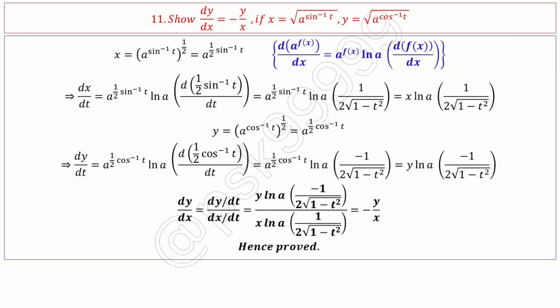Okay, so finally this is what you will get. dx by dt is x times log a into 1 by 2 times square root of 1 minus t square. Similarly y is there, and for y you will get y into log a into minus 1 by 2 times square root of 1 minus t square. When you divide both of them, dy by dx, what you are left with is minus y by x. Okay, so we proved it. dy by dx equal to minus y by x.